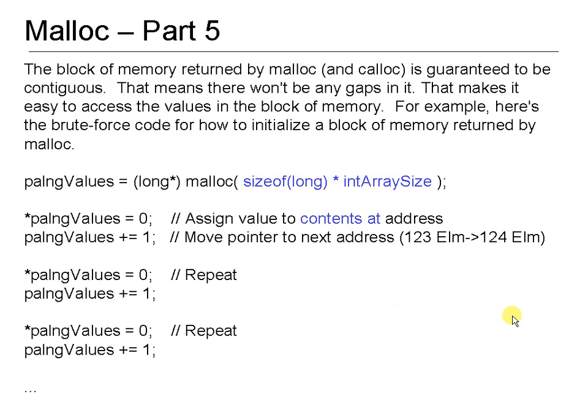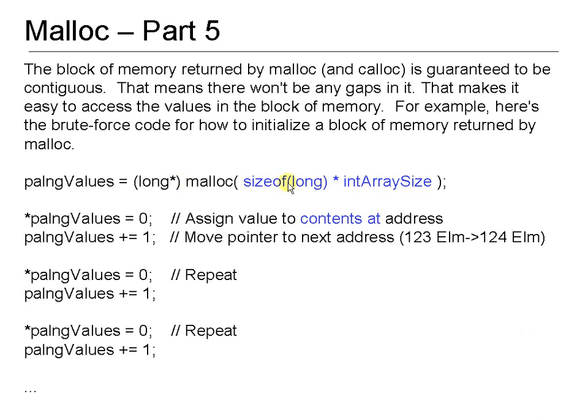The block of memory returned by malloc and also calloc is guaranteed to be contiguous. That means there won't be any gaps in it. So if you ask for 1,000 bytes, you are going to get an array of 1,000 bytes all stuck together in memory. There will be no gaps for anything else in between. That makes it easy to access the values in that block of memory. For example, here's the brute force code of how to initialize a block of memory returned by malloc.